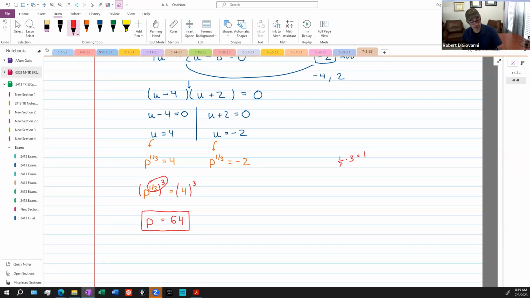And then the other one, we still have to do the other equation. I'm going to do the same idea. I'm going to take P to the 1/3 equals negative 2. I'm going to raise both sides of the equation to the 3rd power. On the left-hand side, I just get P. On the right-hand side, I've got to do negative 2 times negative 2 times negative 2. That turns out to be a negative number because we have 3 negatives, and 2 times 2 times 2 is 8. So we get P is negative 8. So those are our two solutions.